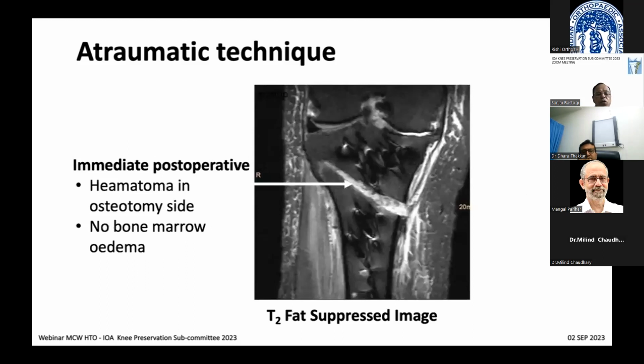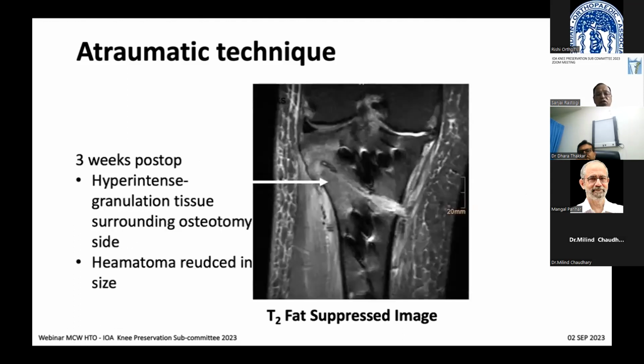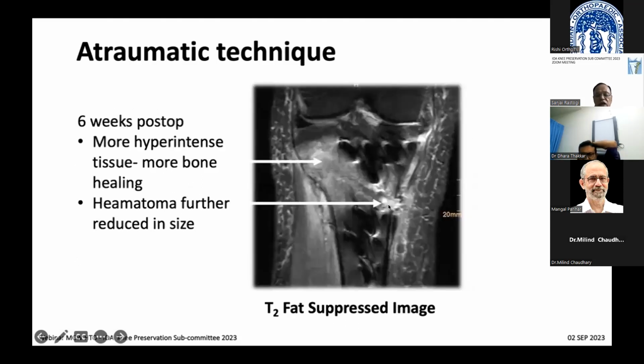These patients were subjected to MRI. This is a T2 fat suppressed image. At the site of the osteotomy, this is the hematoma seen immediately after the osteotomy, and there is no bone edema seen. That means there is no marrow edema. After 3 weeks, this is the new bone formation, hyperintense tissue is seen. That means healing has already started and is uniting. The size of the hematoma is decreased, and at 6 weeks, there's further increase in the new bone formation, and the hematoma is further reduced. At 6 weeks, the patient can be mobilized without pain with some support.